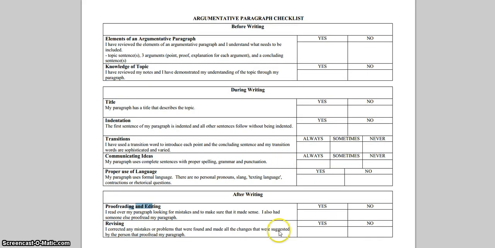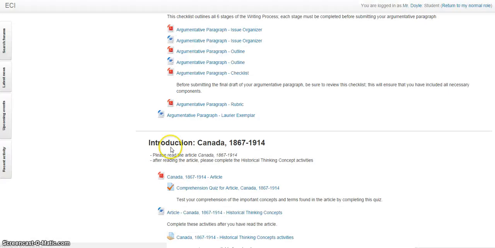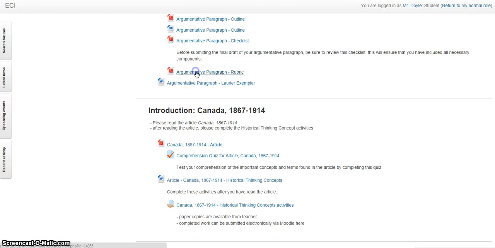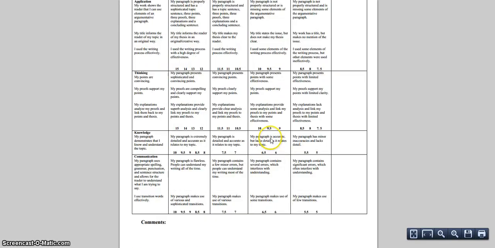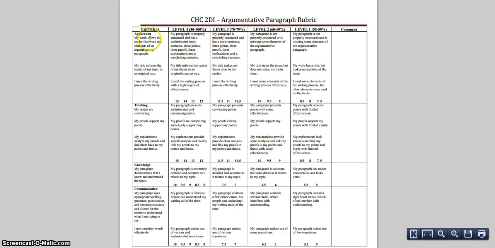Once you're confident that all of this is completed, you're ready to submit your paragraph, and this here is the rubric that is used to evaluate all argumentative paragraphs, and it outlines exactly what each of the expectations is, the criteria for evaluation and assessment.